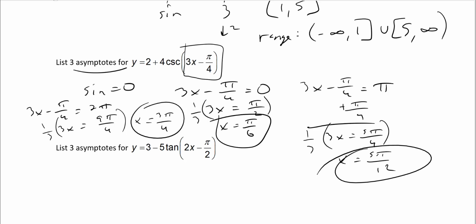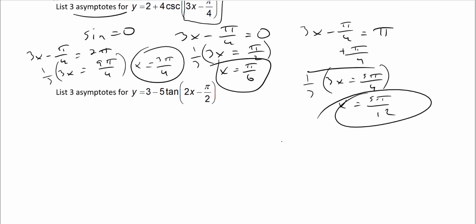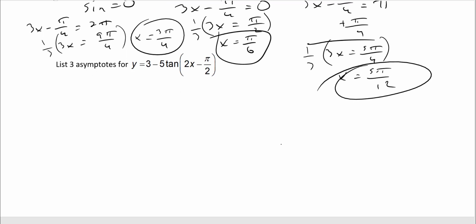Okay, that's pretty easy. And then the last one that we have here is list 3 asymptotes for y equals 3 minus 5 tangent. So it's kind of the same thing. Where is tangent undefined? You should know that tangent is undefined at negative pi over 2, pi over 2, because tangent of 0 is 0, tangent of pi is 0, but these are all undefined. And we'll say 3 pi over 2. So you set each one of those equal to those values.